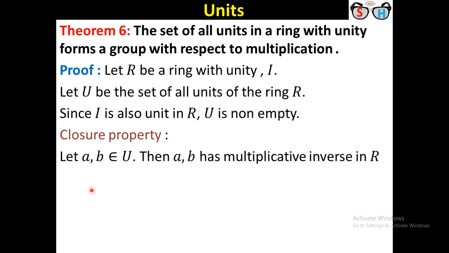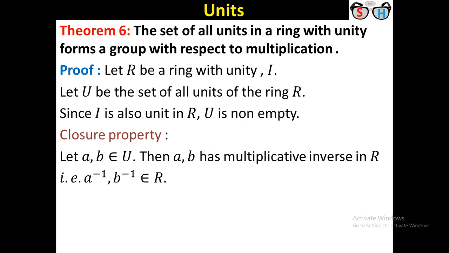When A dot B is also a member of U, then we can show that U is closed under multiplication. Now A dot B will be an element in U if A dot B is a unit, that is, if A dot B has a multiplicative inverse. Now we have to show that A dot B has a multiplicative inverse.